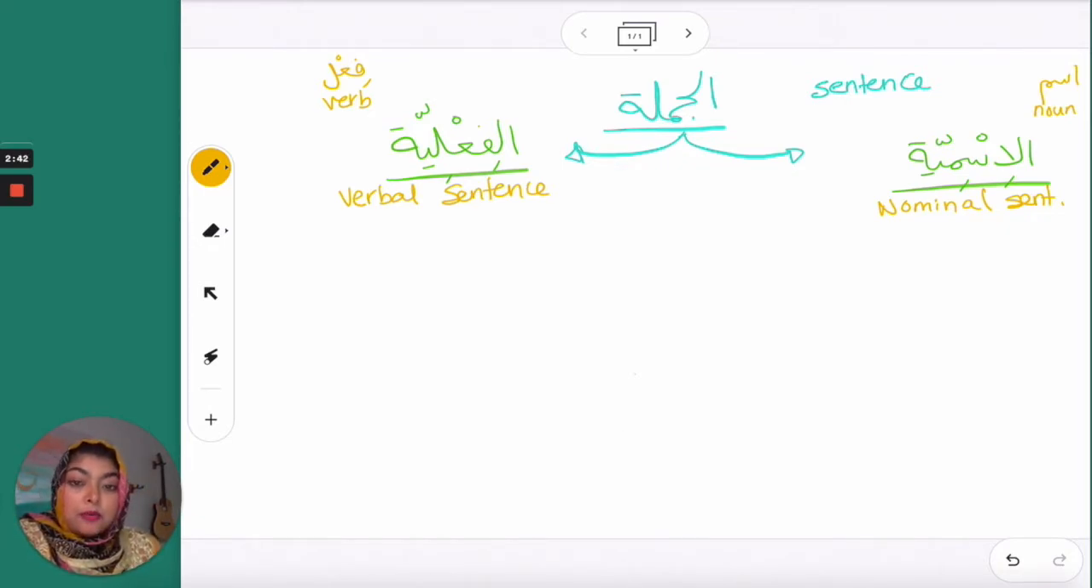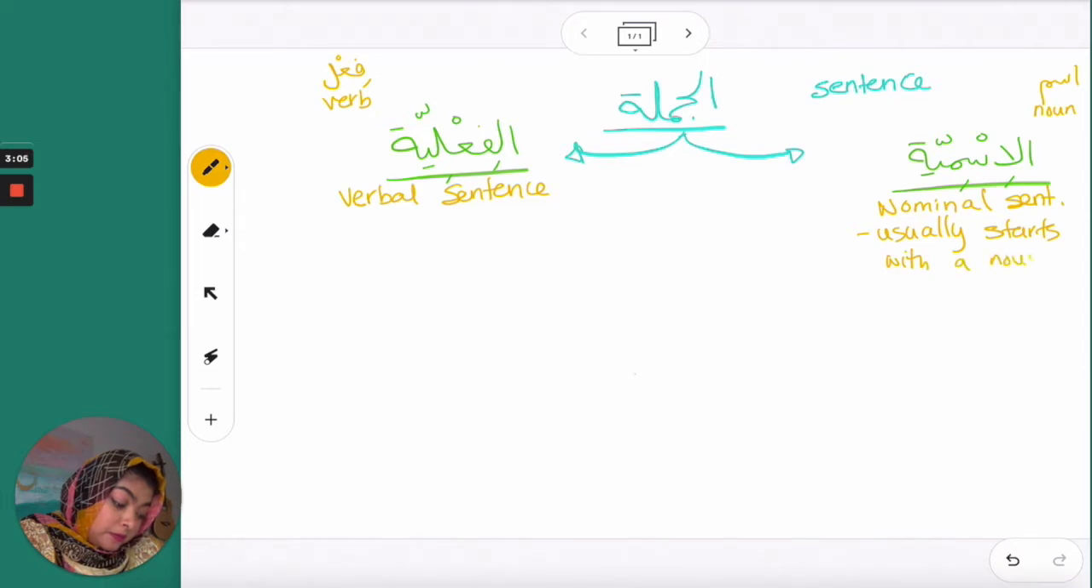So we're going to start with one side and then we'll move to the other. جملة الاسمية comes from اسم and is usually when you have a sentence that تبدأ باسم. It starts with a noun. Okay, so جملة الاسمية, I'm going to put usually, not always, starts with a noun. The reason I'm putting usually is because in the next chapter we're going to look at some examples where you have جملة الاسمية that starts with a different type of word. But for now we're only going to be focusing on sentences that start with a noun.